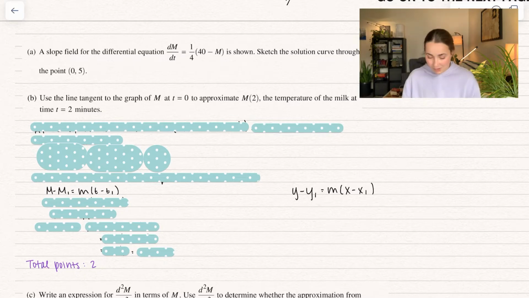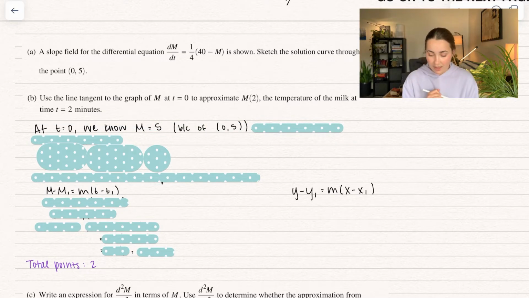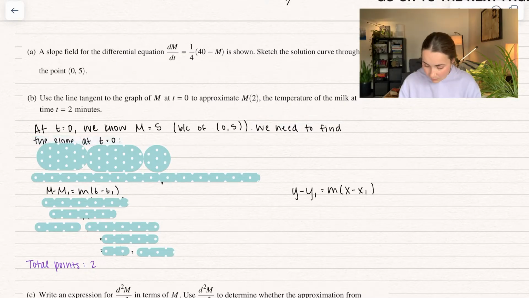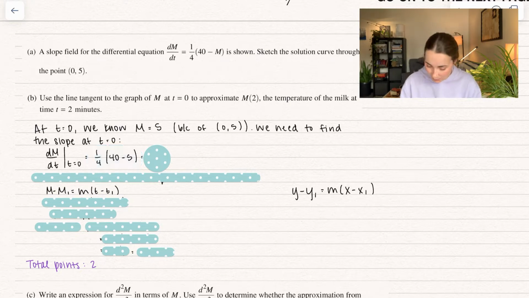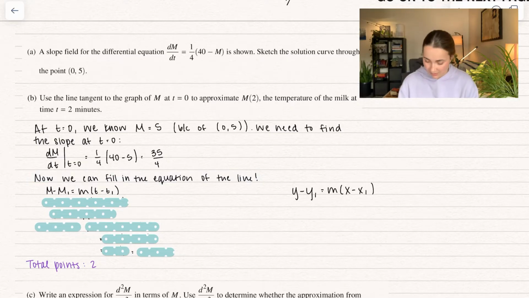So we're already given some pieces of information, right? We're already given the first point, and that point is (0, 5). So we know m is equal to 5, the temperature of the milk, when t is equal to 0 minutes. So the remaining part in this equation, because we have m1 and t1, is we need to find the slope, lowercase m. So we need to go ahead and find the slope at t equal to 0. In order to do that, we're going to use the derivative, and we're going to plug in t equal to 0. So at t equals 0, we have m equal to 5. So I just replace that in our equation. So we get (40 minus 5) equal to 35 divided by 4. So that right there is going to be our slope.